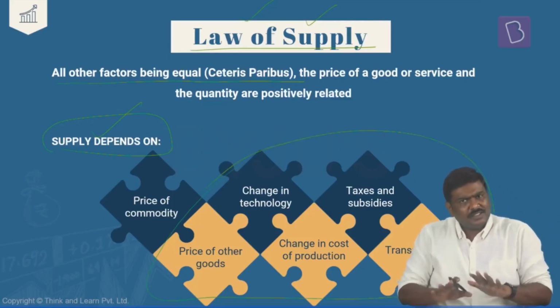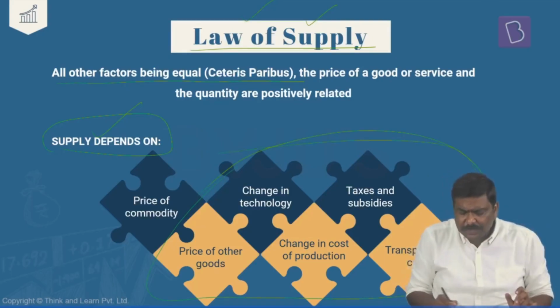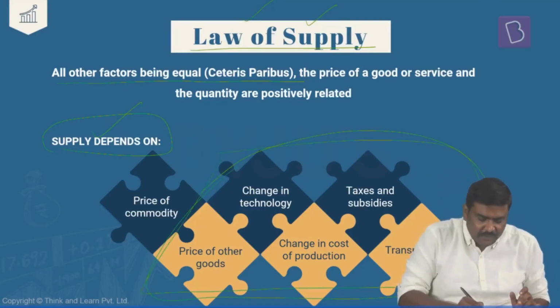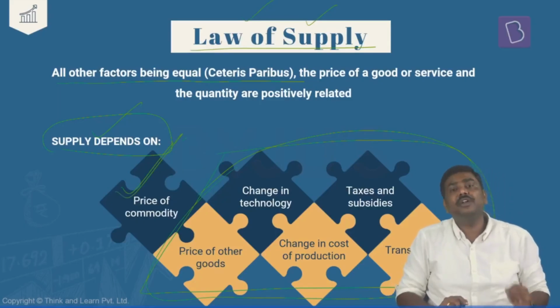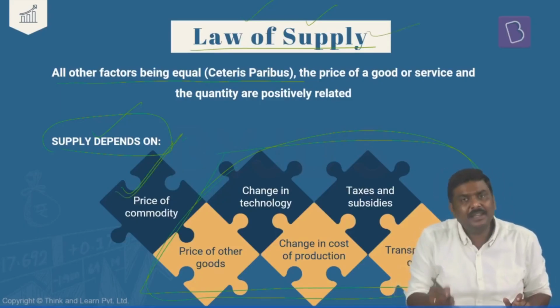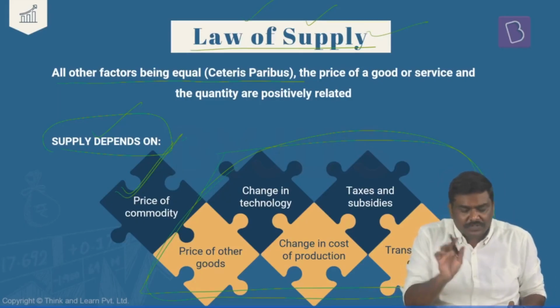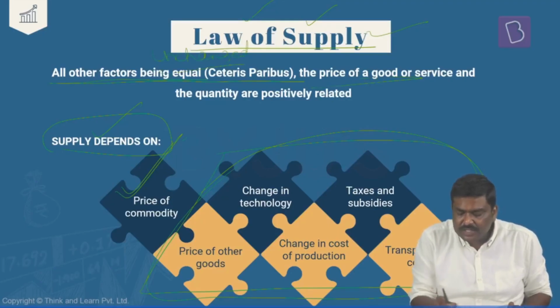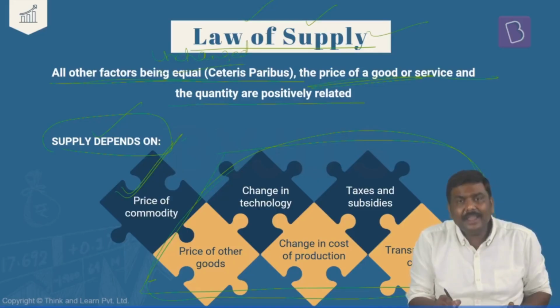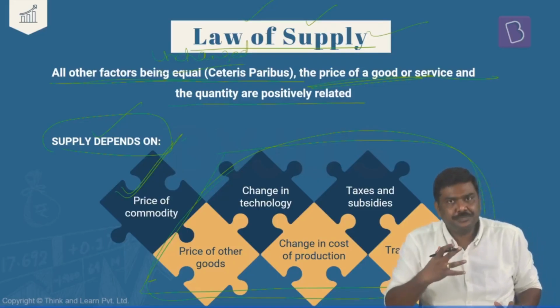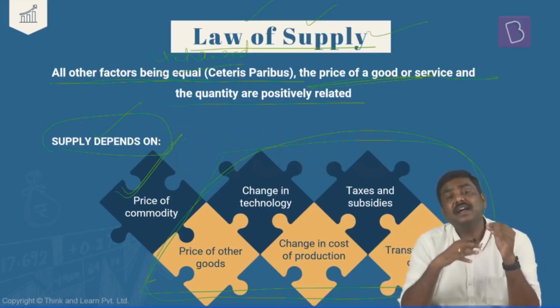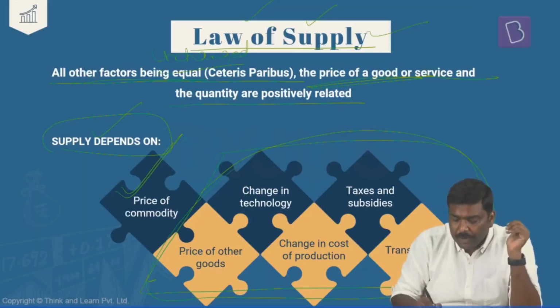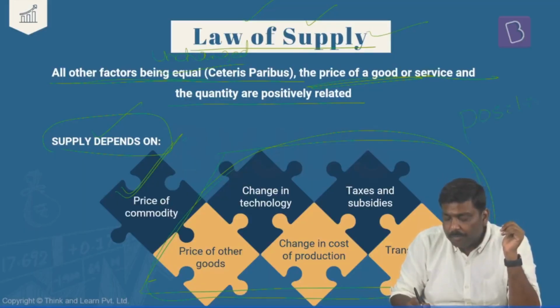Is it okay? There are so many factors listed here. Keeping all these particular factors unchanged, if I change the price of the commodity only, then what will happen in case of law of supply? Okay, so law of supply states that if all the other factors being equal, that is unchanged, the price of the commodity changes, then the quantity supplied will also change. And the connection between the price and quantity supplied now will be positive. Is it okay? Will be positive.